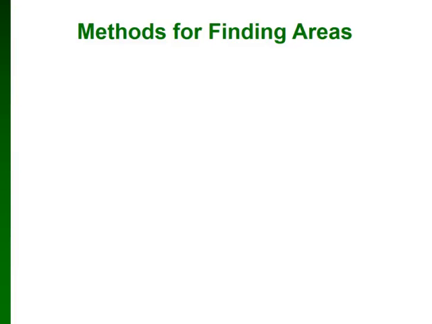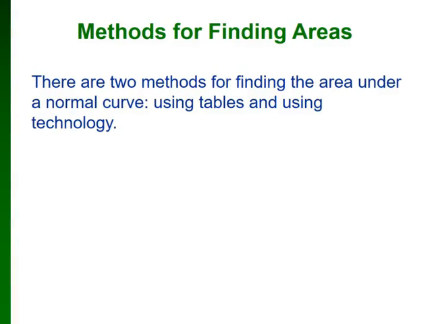Now we're going to talk about finding areas with normal distributions. This is the same thing as finding probabilities with a normal distribution. There are two methods for finding the area under a normal curve, or for finding a probability for a normal distribution. These are using tables and using technology. In this class, we're not going to use tables. We are going to use technology.